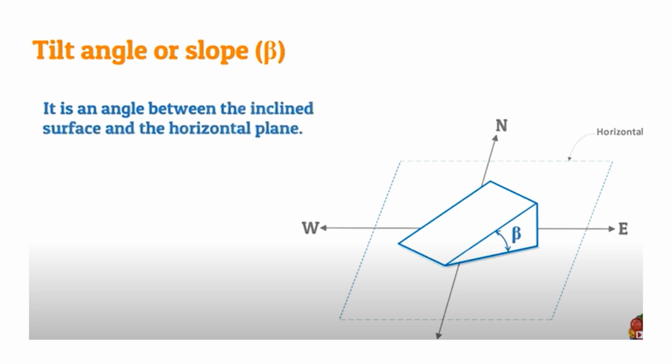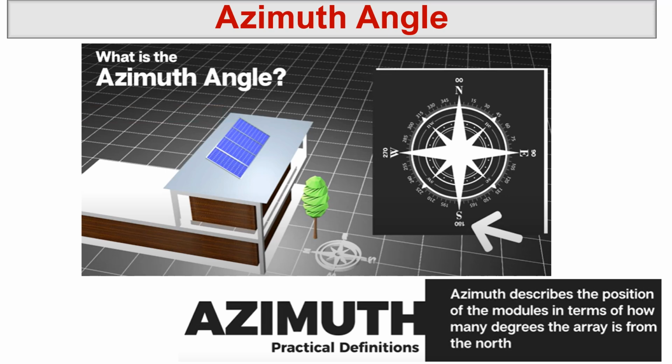The tilt angle, in a research paper or technical document, we denote it as beta. So this is the tilt angle, very simple. Next, we can talk about the azimuth angle.